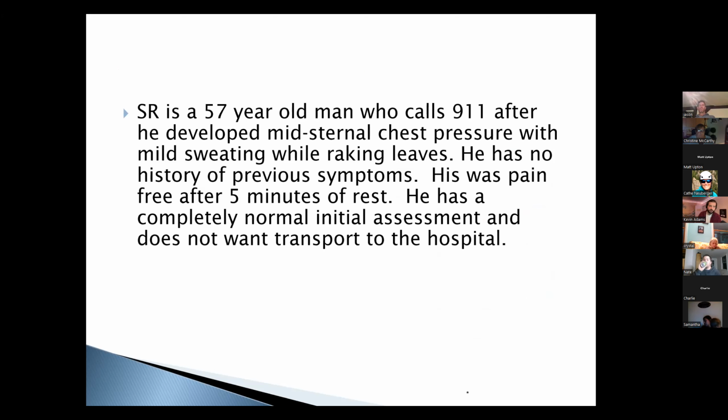So here's another case for you. A 57-year-old man calls 911 after he developed mid-sternal chest pressure with mild sweating when he was raking leaves. He has no history of previous symptoms. He was pain-free after about 5 minutes of rest, and he has a completely normal initial assessment and does not want to go to the hospital. Does he need to go to the hospital?